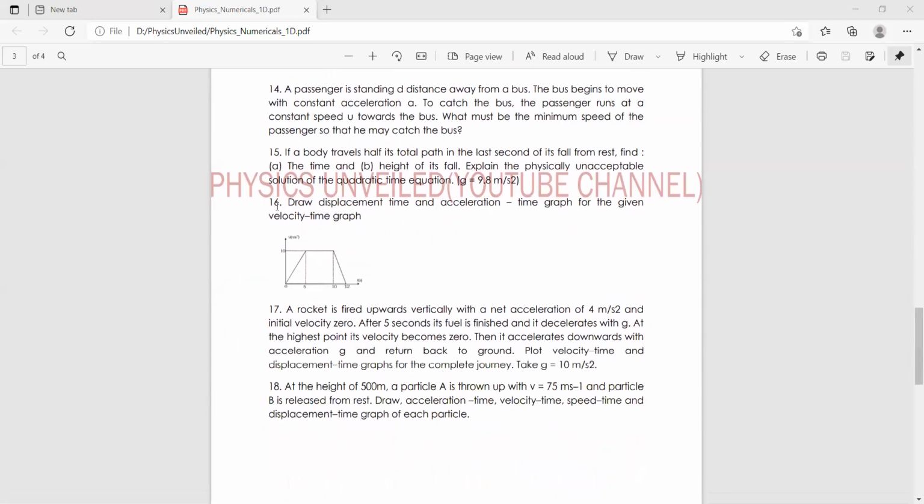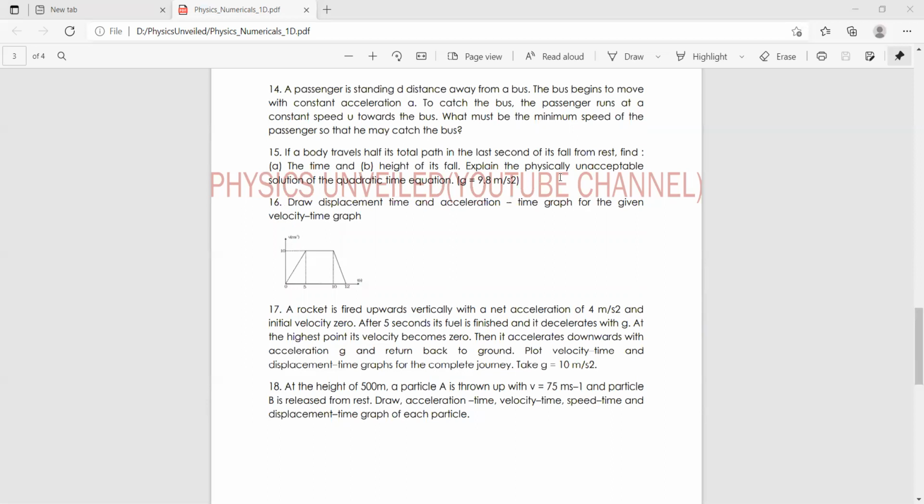Now, in the fourth problem, if a body travels half of its total path in the last second of its free fall from rest, find the time and height of the ball, and explain the physically unexpected solutions if you find any while solving this problem. You'll get a quadratic equation, so you have to find out what kind of time you should take to physically fit the condition.